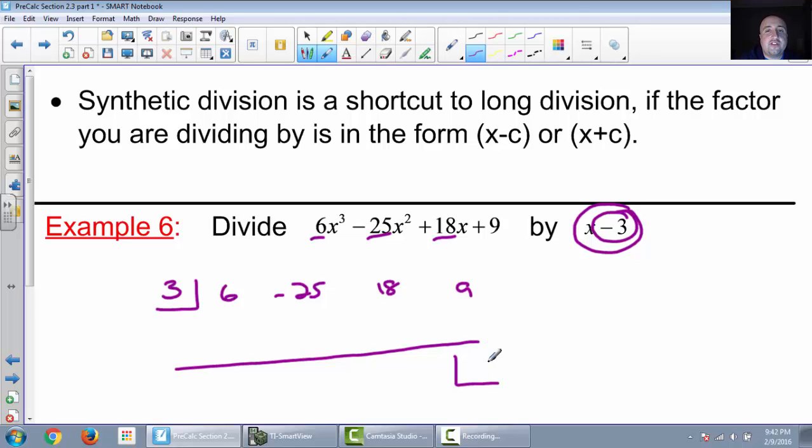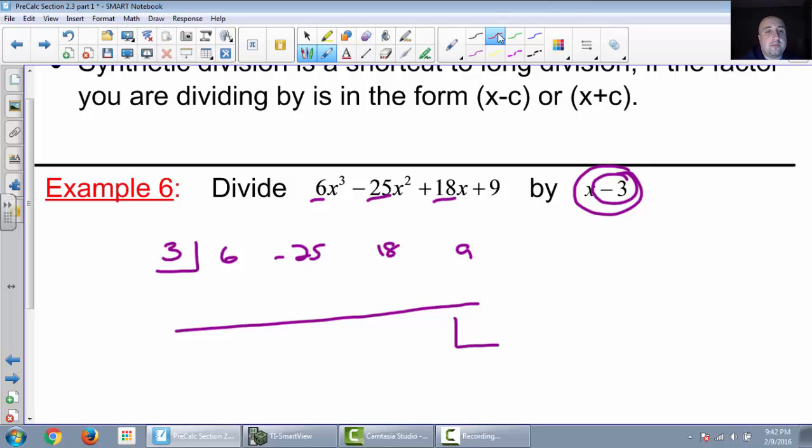All right, so these are the steps. The steps are the same every time. The first step is to bring the first number down. Then we're going to multiply. 3 times 6 is 18. Put that in the empty space. Now we're going to add. Negative 25 plus 18 is negative 7.